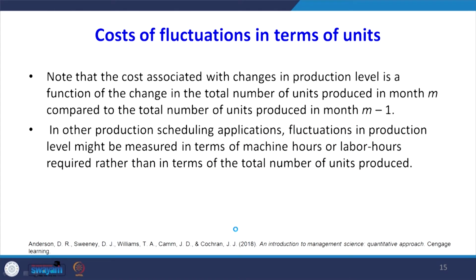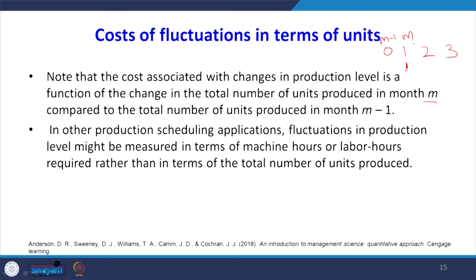Note that the cost associated with the changes in production level is a function of change in total number of units produced in month M compared to the total number of units produced in month M minus 1. Suppose we say 1, 2, 3, we start from 0 months there. Suppose here this is M minus 1, this is say M. So, the difference in units, that is called your change in production level.